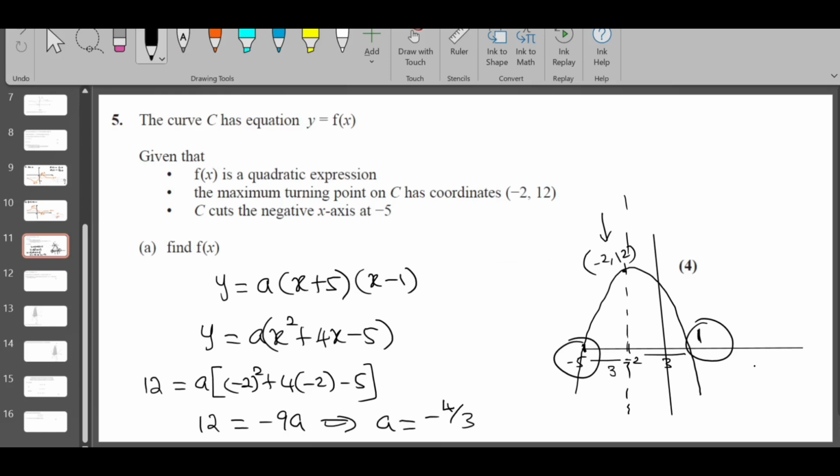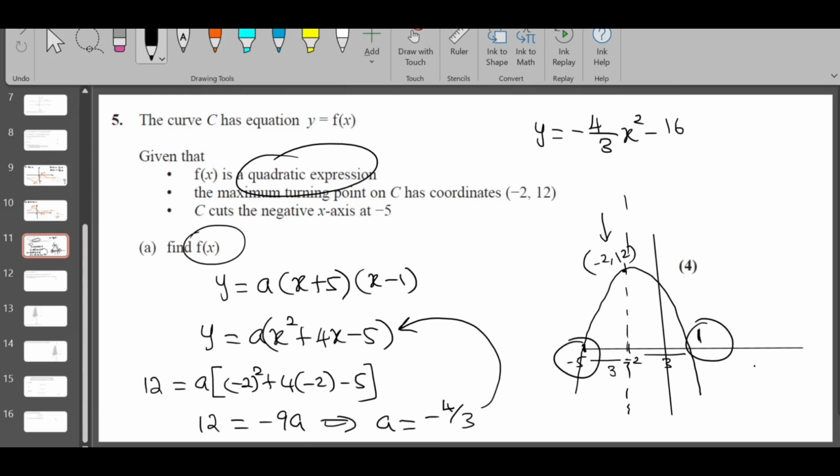Once you have the value of a, they want you to find f of x, the quadratic expression. So put this back in here and open the bracket. You are going to get y is equal to minus 4 over 3 x squared minus 16 over 3 x, and minus 5 times minus 4 over 3 is plus 20 over 3. That's the required quadratic expression. One of the very important questions is this.